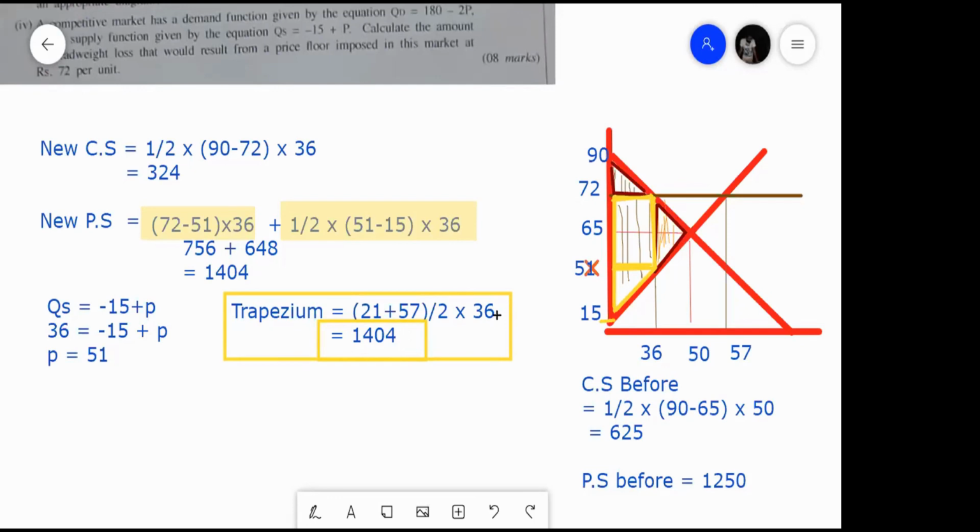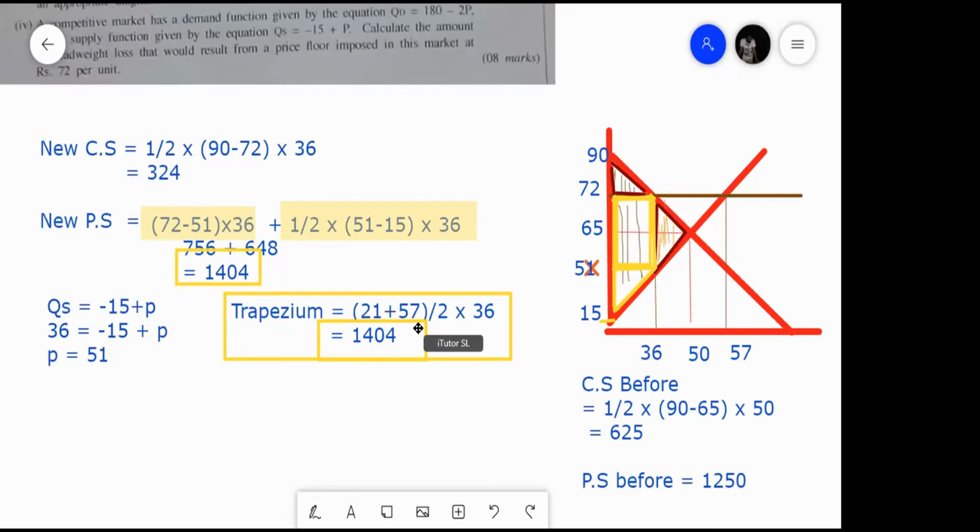If not, you can find the producer surplus by getting the area of this rectangle, right? This part, that is 72 minus 51, that is the height, multiplied by 36. So 756. And add the area of the triangle. So the triangle is half into 51 minus 15, so 51 minus 15 into 36. Then you still get 1404. So there are two methods. Earlier I didn't divide this by 2. That's why I got 1200.